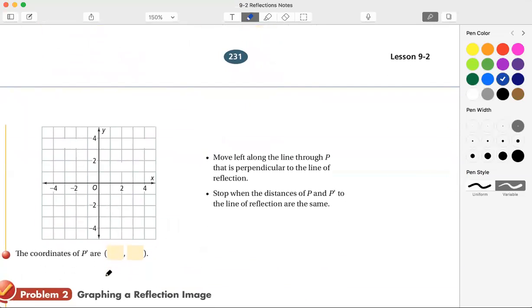So same thing, P is at 3, 4, and then we have the line x equals 1. So then 2 units would be here, 2 units would be here, P prime. So the coordinates would be at -1, 4.